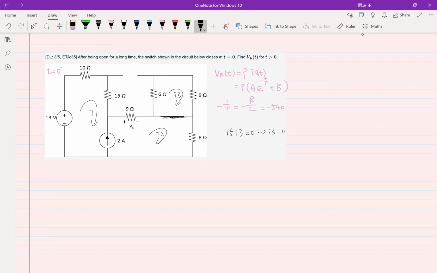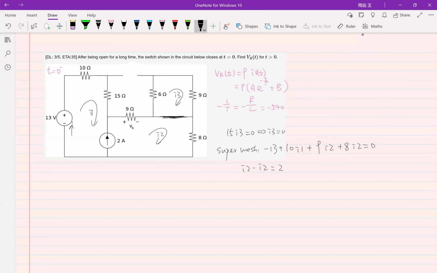Okay, so all I need to do is a super mesh around I1 and I2 because there is a current source in between. So I'm going to write out the equation for the super mesh. Let's go in this direction. We have negative 13 plus 10 I1 plus 9 I2 plus 8 I2 equals 0. And from the current source, we know that I2 minus I1 equals 2.